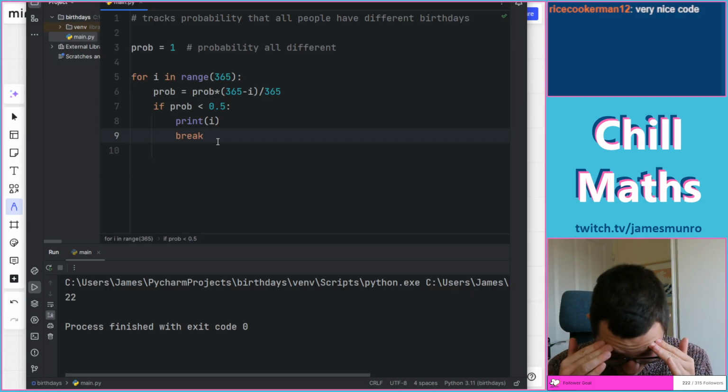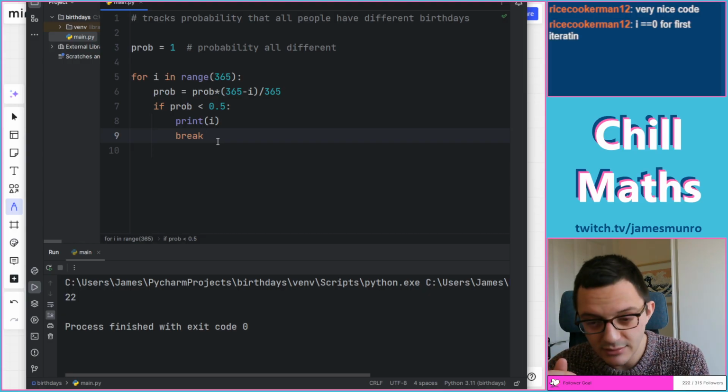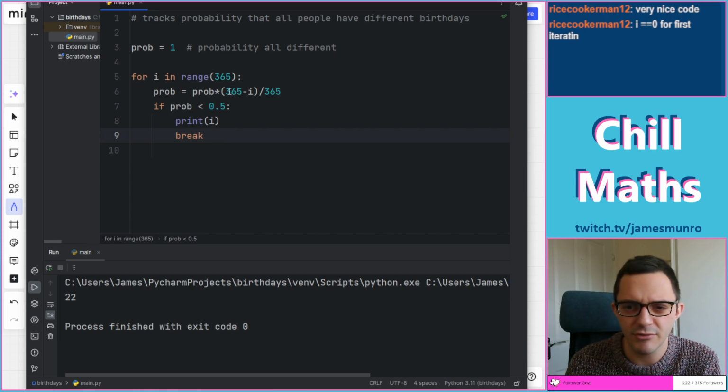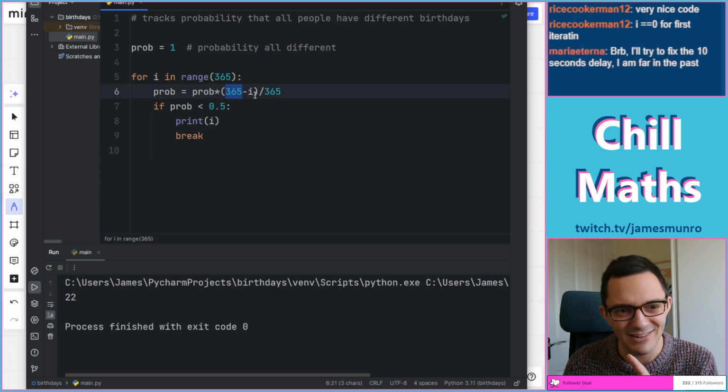So this says 22, but that means something like I've just multiplied 365 minus 22 as the last term in here. Yeah, so i is 0 for the first iteration. i is 0 means that there's 1 person at the party. Their probability is 365 minus 0 divided by 365.